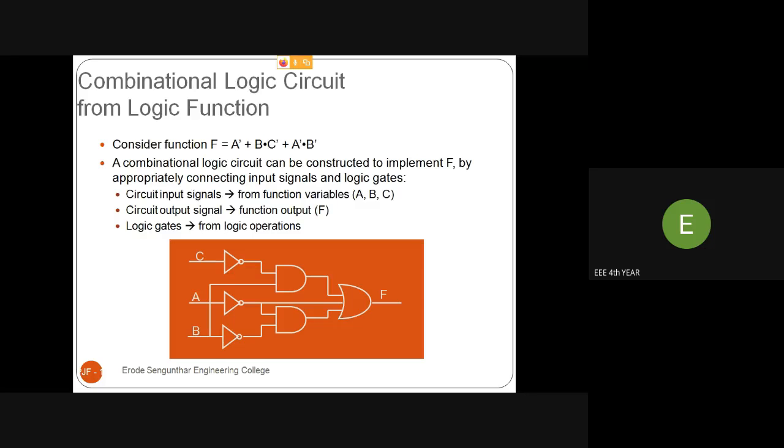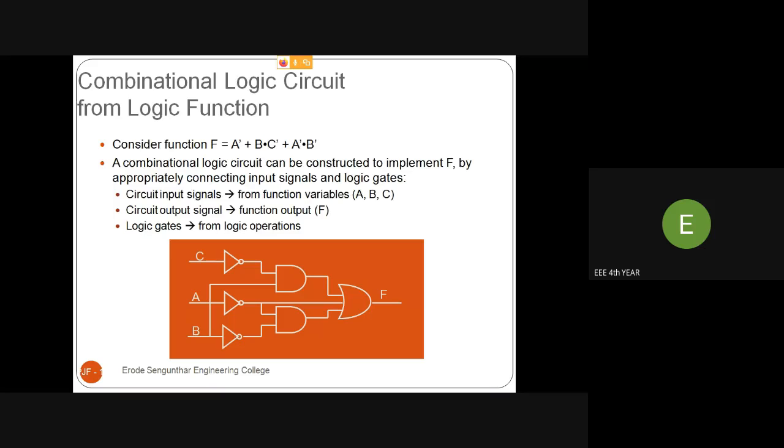Next, what is meant by a combinational logic circuit from a logic function? Consider the function F is equal to A bar plus B into C bar plus A bar into B bar as an example. Define the combinational logic circuit, that is CLC, from logic functions. A combinational logic circuit can be constructed to implement a function F by appropriately connecting input signals and logic gates. We can obtain the combinational logic circuit output by connecting the input signals and logic gates depending upon our desired function. The circuit input signals come from the input variables A, B, C. The circuit output signals we obtain from the function output, capital F.